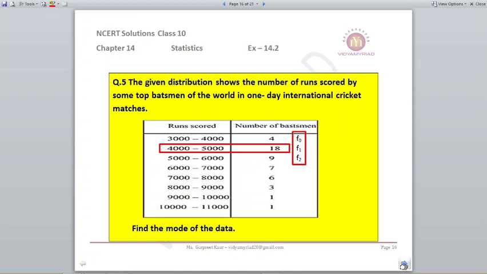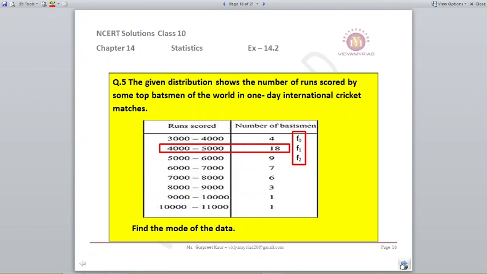Question number 5. The given distribution shows the number of runs scored by some top batsmen of the world in one-day international cricket matches. So run scores are given in a gap of 1000. Number of batsmen are also given: 4, 18, 9, 7, 6, 3, 1, 1. Highest is 18. According to 18, the modal class comes out to be 4000 to 5000, and F0 is 4, F1 is 18 and F2 is 9.